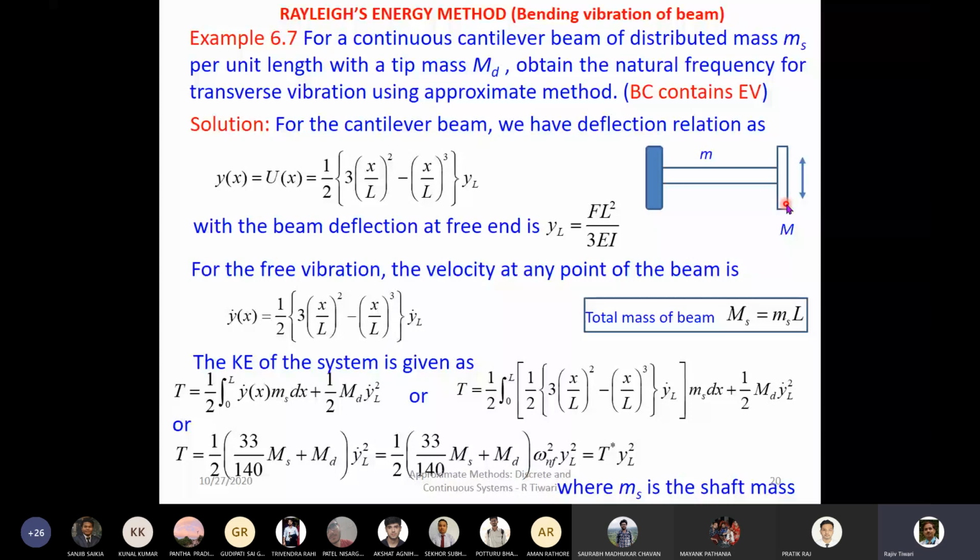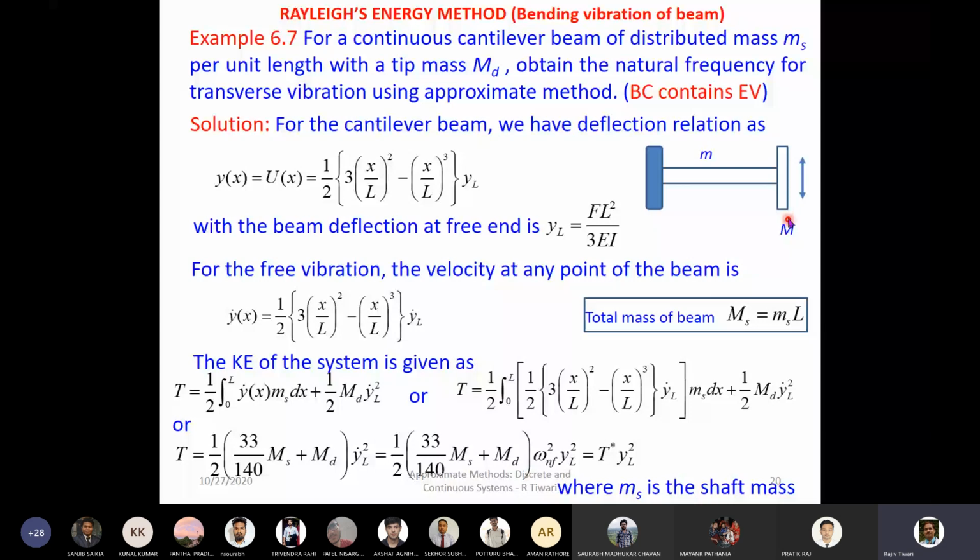The expressions were bigger because the eigenvalue problem involved four coefficients. Now here you can see that the boundary condition will contain the eigenvalue, so the satisfaction of the boundary conditions will be much more difficult when we have the disk here. But with this energy method, we can get the natural frequency like this.